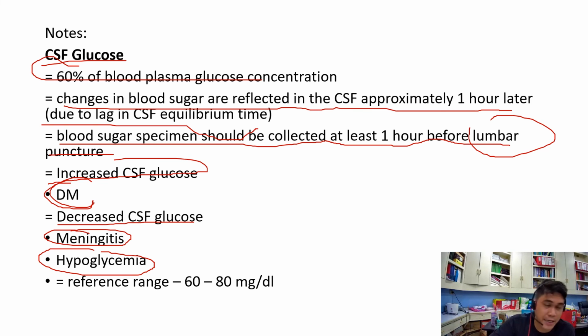Remember, CNS cannot store or concentrate glucose, so it's highly dependent on blood glucose concentration. If there's a decrease in blood glucose level, there's also a decrease in CSF glucose concentration. The reference range is 60 to 80 mg per dL. This is the normal CSF glucose concentration.